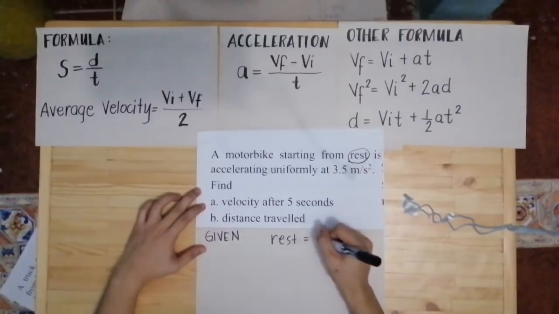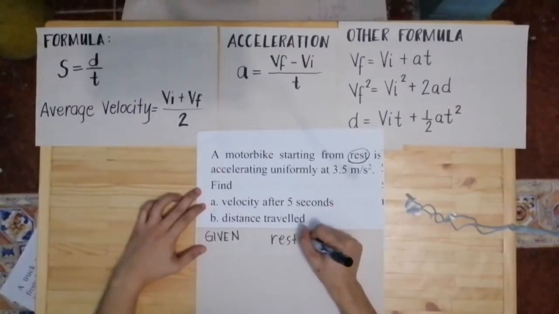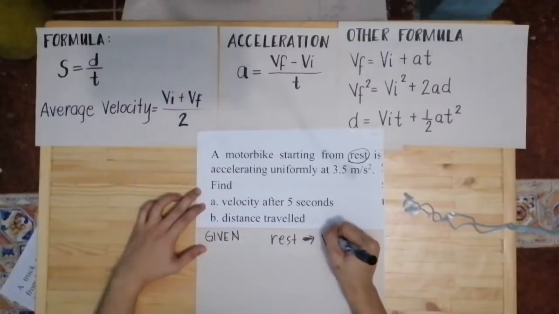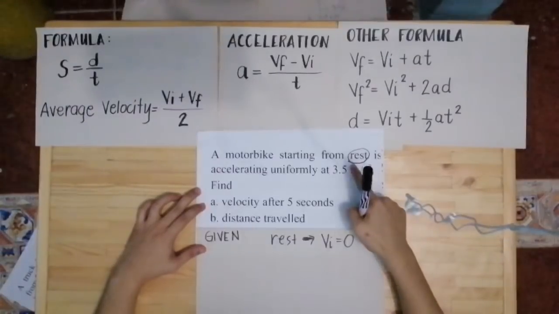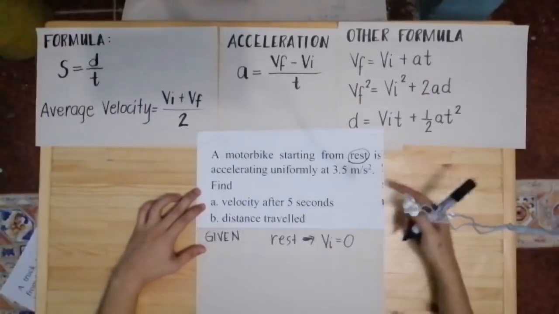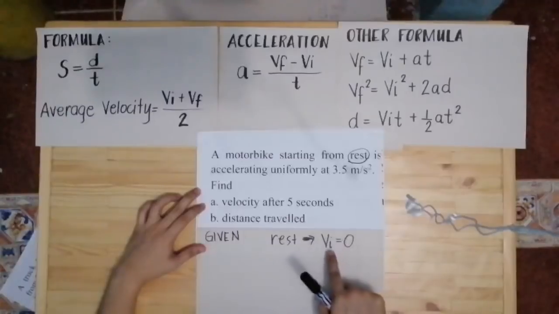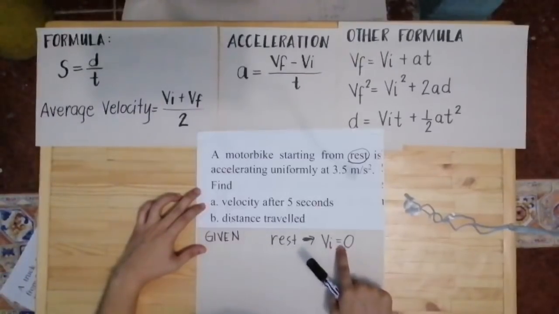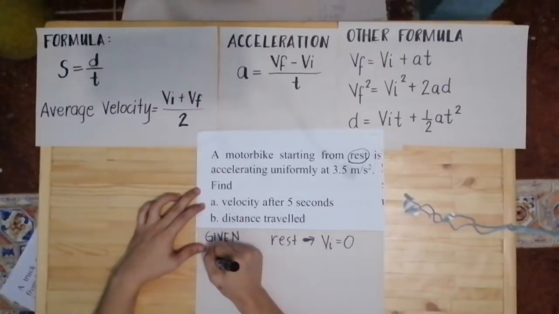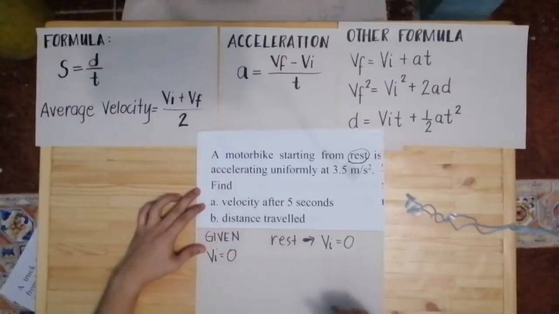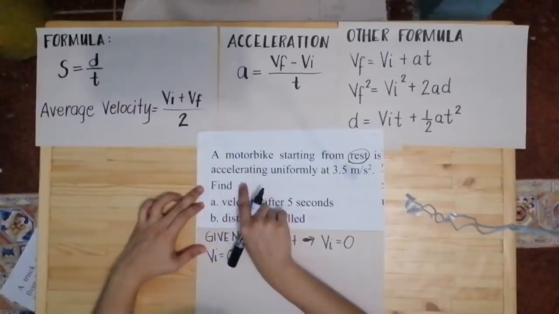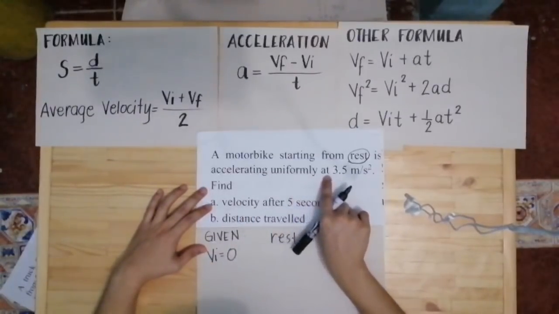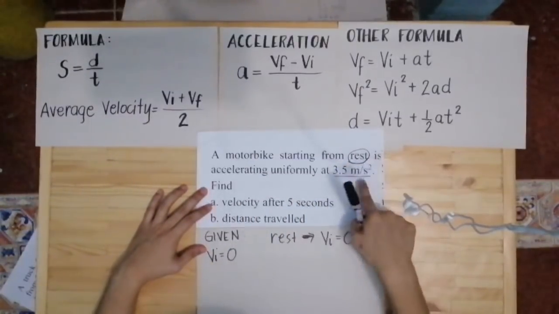Ibig sabihin yan ay yung initial velocity mo daw ay 0. Yung rest na yan sa word problem ng horizontal motion ay may ibig sabihin. Yun yung initial velocity is equal to 0. So automatically meron ka ng given dito, 0. Yung initial velocity. Automatic. Accelerating uniformly at 3.5 meter per second squared.